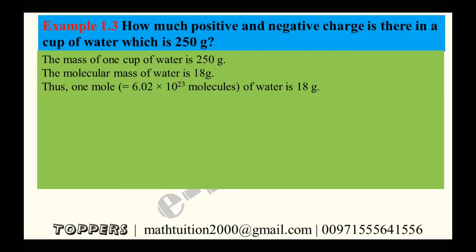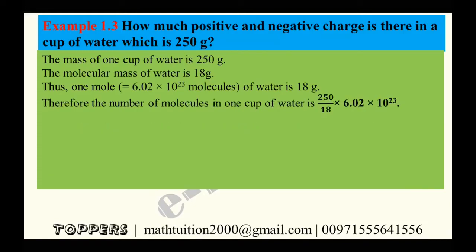So we have to see how many moles are there. For that, what do I have to do? Number of moles, if you want to get, given mass by molar mass. So if you divide 250 gram by 18 gram, this will give you the number of moles. Each mole contains Avogadro number of particles. So 250 divided by 18 moles, multiplied by Avogadro number, 6.02 into 10^23. That many molecules will be there.